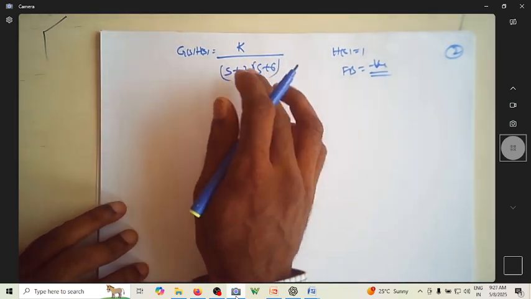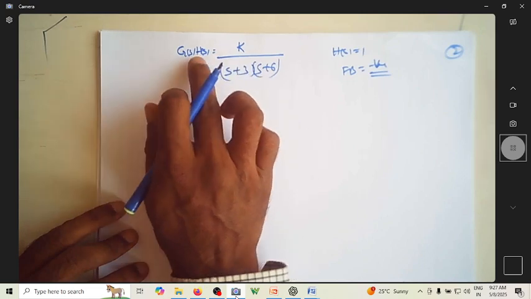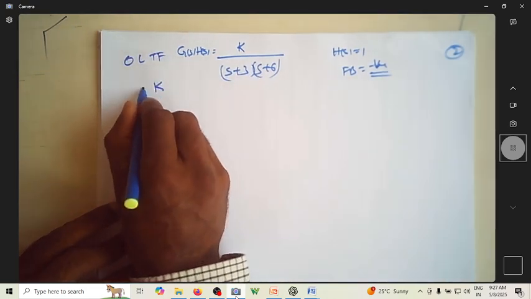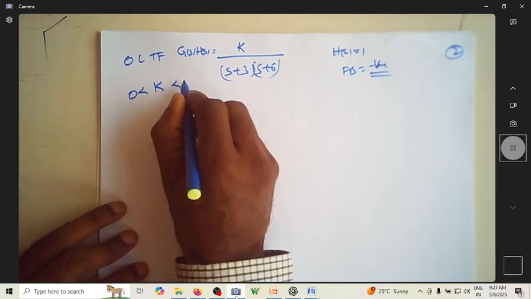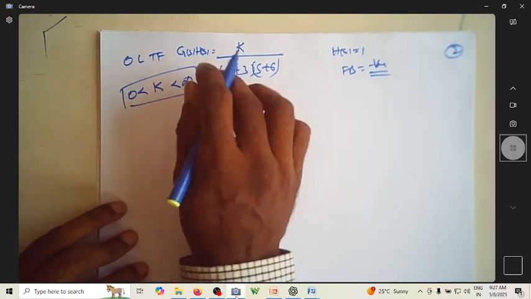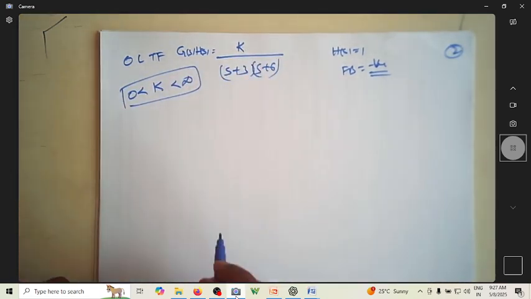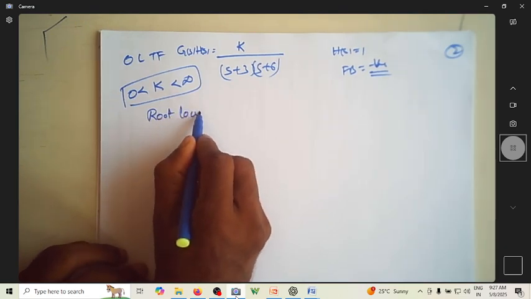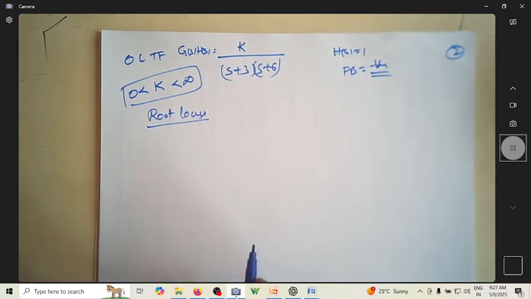So you know the open loop transfer function. As the value of K increases beyond 0 and up to infinity, I should know where the closed loop poles move. So let me start drawing the root locus.